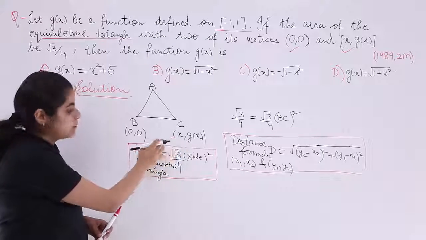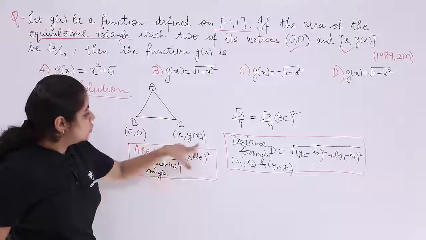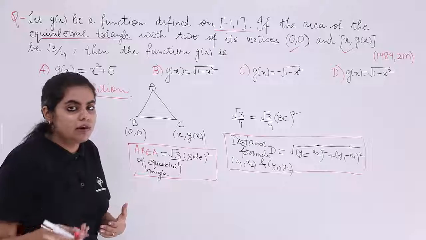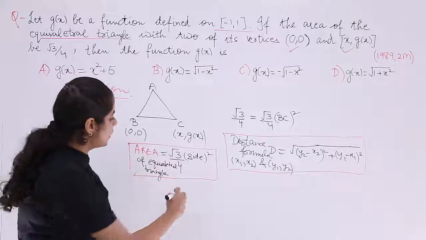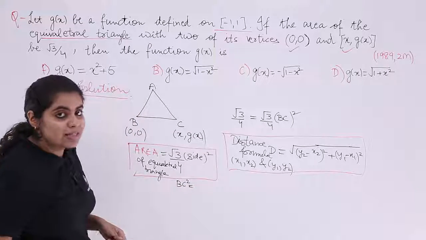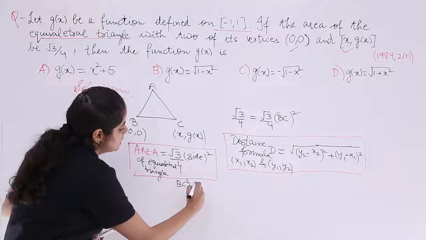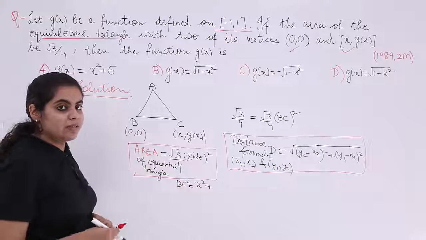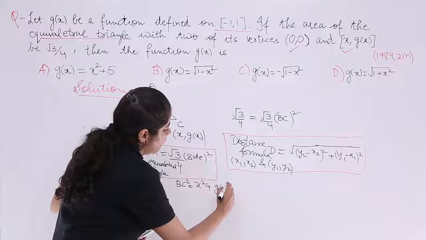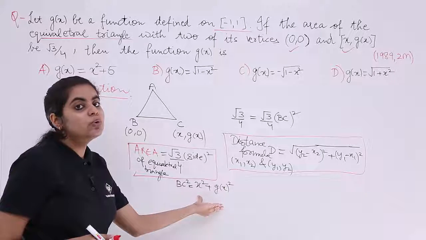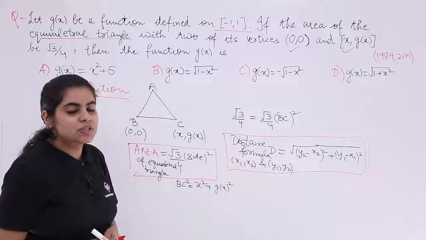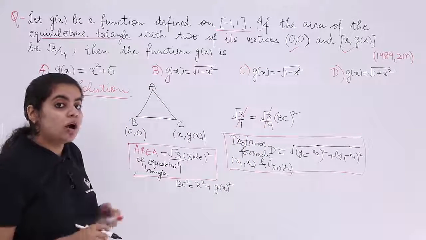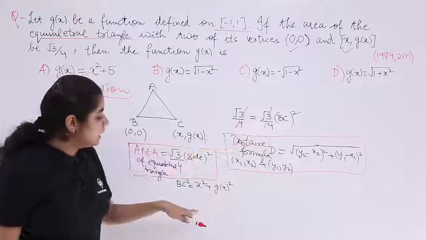BC is nothing but root of (x minus 0) square plus (g(x) minus 0) square. When you want to find out BC square, the root would be eliminated. So what is the value of BC square? BC square is nothing but (x minus 0) whole square, which is x square, plus (g(x) minus 0) whole square, which is g(x) square. Now when you know the formula and the value of BC square, you can directly substitute it. Some things get cancelled, that means root 3 by 4 gets cancelled with root 3 by 4. So what is now left? We are left with 1 is equal to BC square.